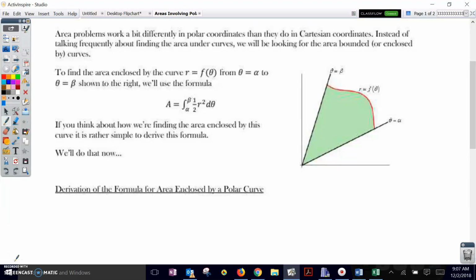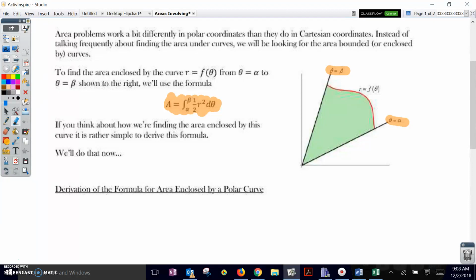Alright everybody, welcome back. In this video we're going to talk about areas involving polar curves. And we start first by identifying the formula that we're going to use to find the area inside of a polar curve. The area is going to be the integral from alpha to beta of 1/2 the radius squared times d theta.